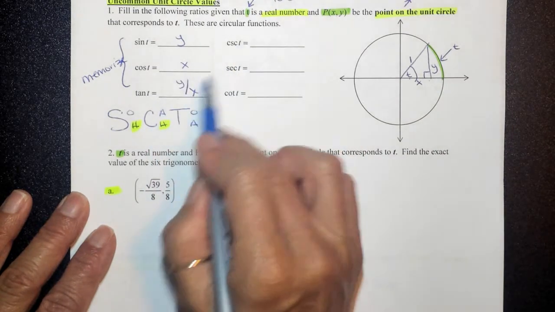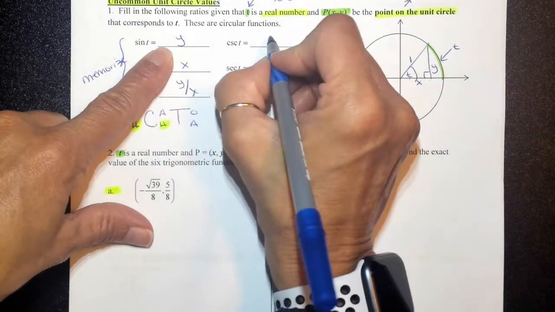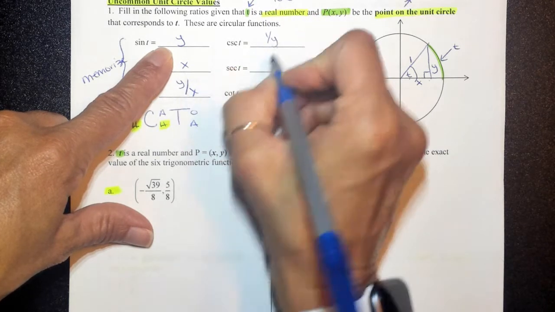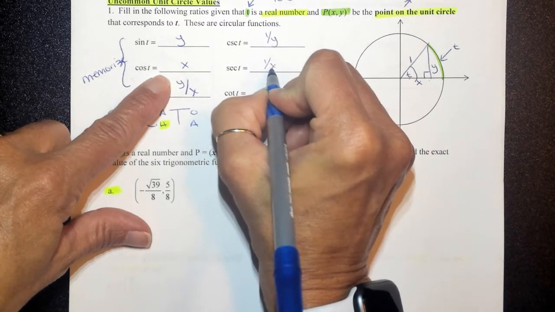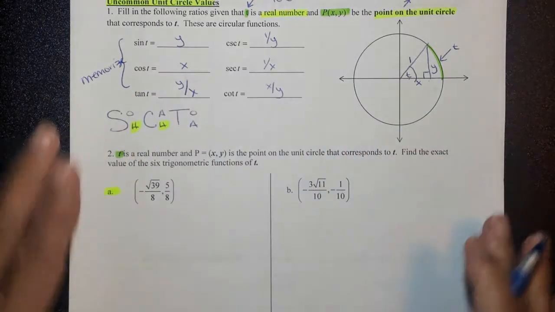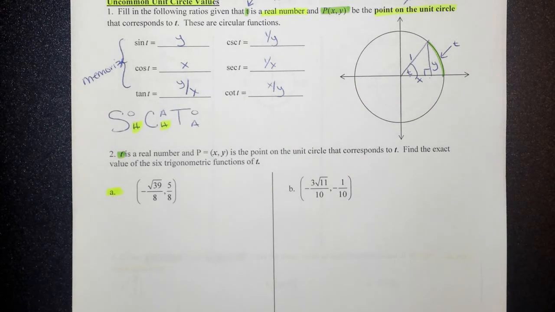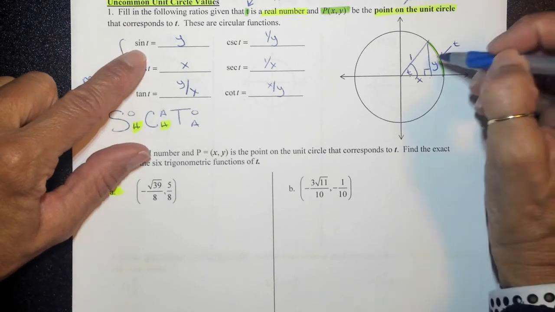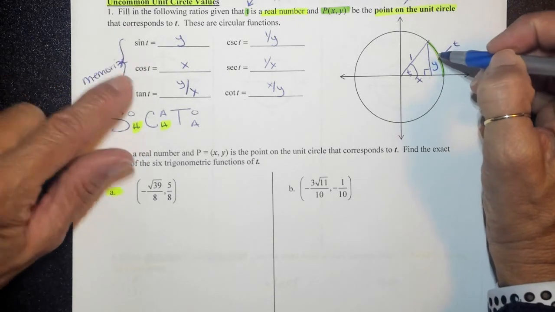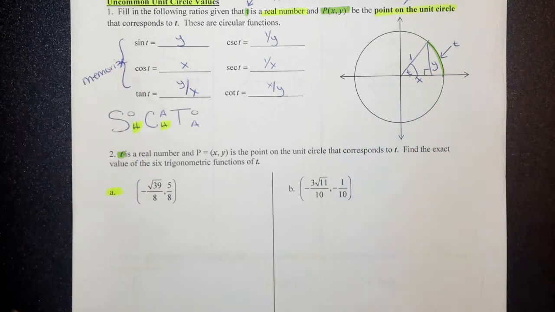These are all the corresponding reciprocal functions. So if this is y over 1, this would be 1 over y, 1 over x, and then when we flip this over, it's x over y. These ratios you need to remember, because now we're not always going to be referring to these as opposite over hypotenuse, adjacent over hypotenuse. When we're talking about sine, we're talking about the y coordinate. When we're talking about cosine, we're talking about the x coordinate.